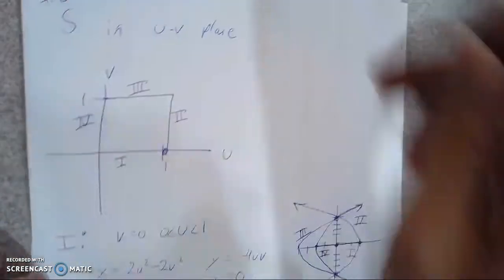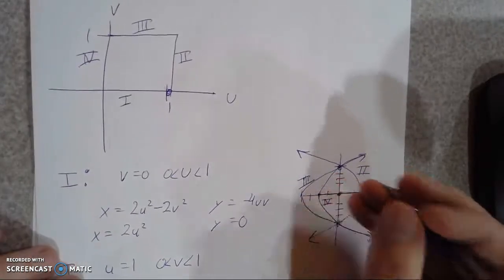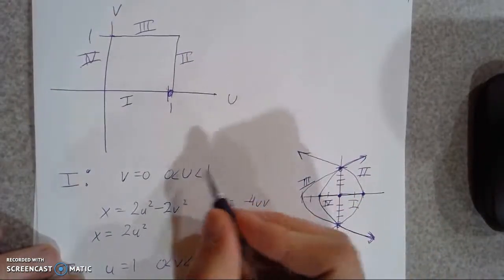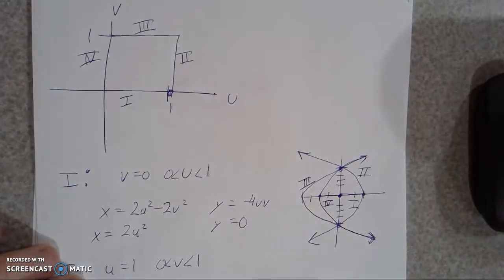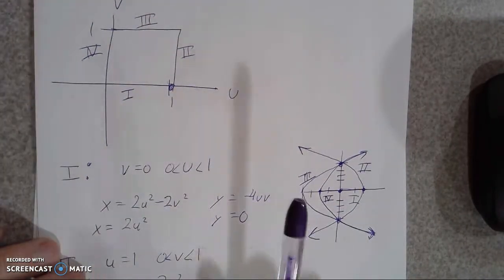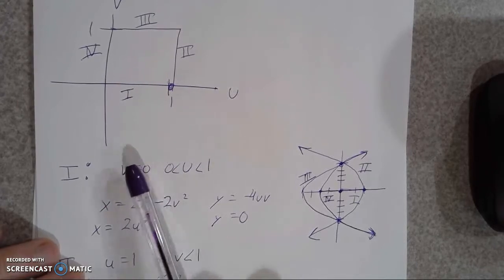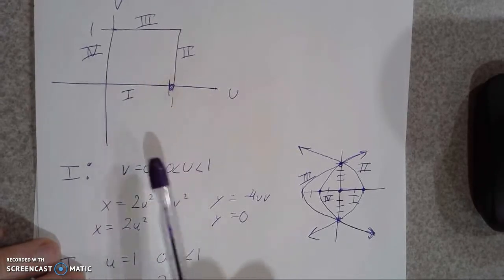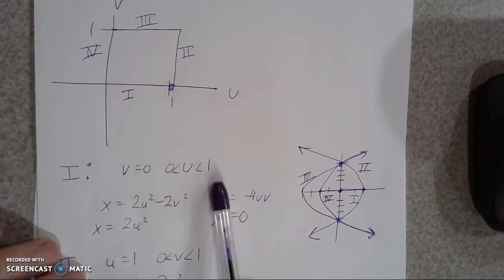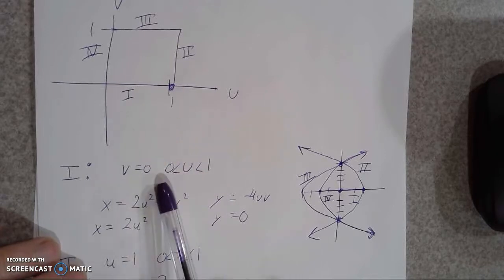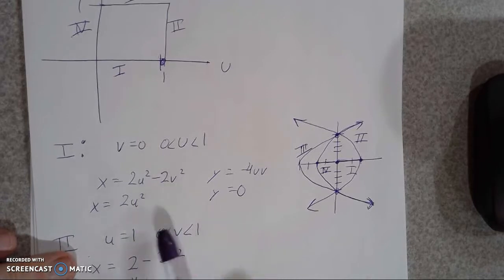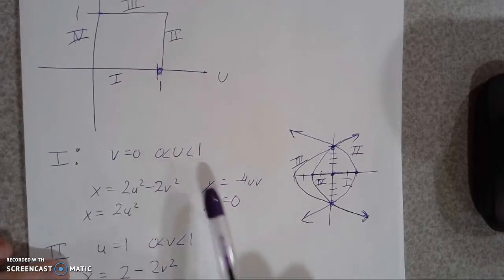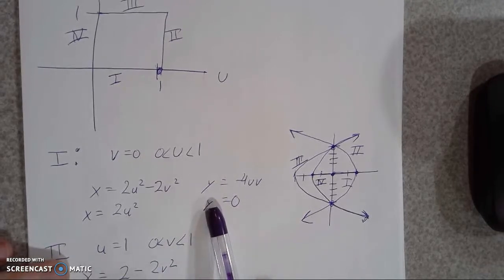The equations that I have here are x is 2u squared minus 2v squared, and y is minus 4uv. So on this bound, what's going to happen, so if we take boundary 1, down here v is 0 and u goes from 0 to 1. So v is going to disappear here. You just get 2u squared running from 0 to 1. And over here you just get y is 0.